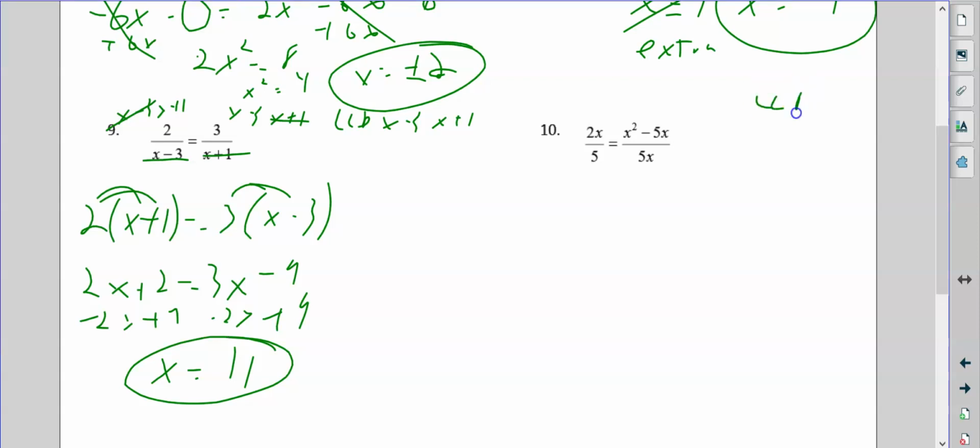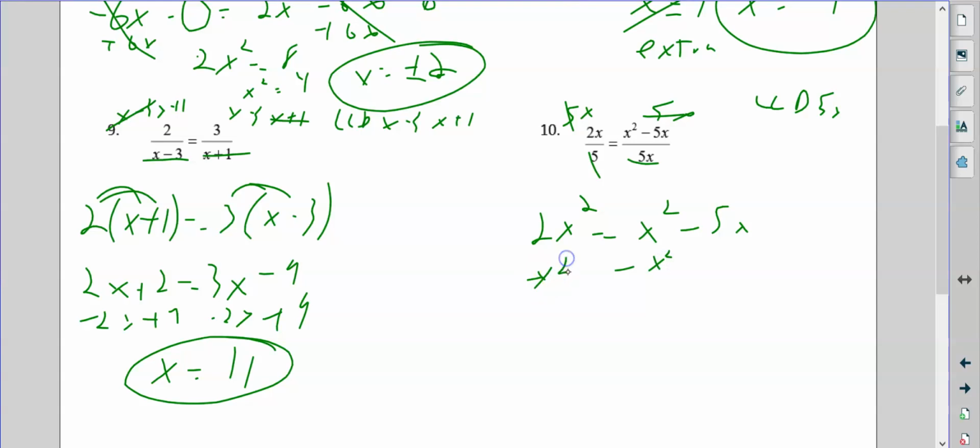And here my LCD is 5x, not 5 times 5x, because the 5x already has the 5. So 5x here, 5x here. Here the 5 cancels, leaving me 2x times x, which right away, that's just 2x squared, equals, that's all going to cancel, x squared minus 5x. I'm going to subtract x squared. That's going to give me x squared equals negative 5x. Well, that doesn't help me, so I need to move this over. X squared plus 5x equals 0.